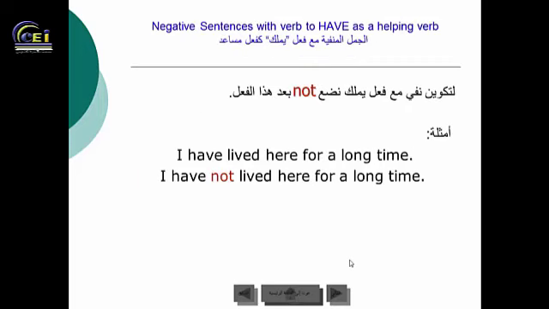Now the negative in the present perfect. We put not after have or has. For example, I have lived here for a long time. I haven't lived here for a long time. We put not after have.